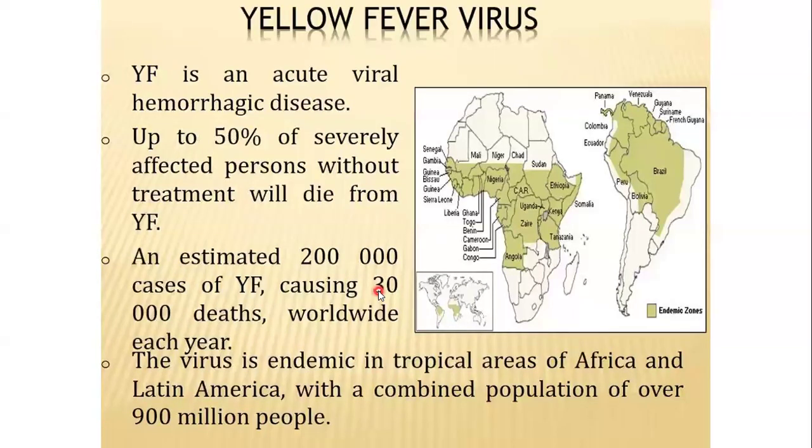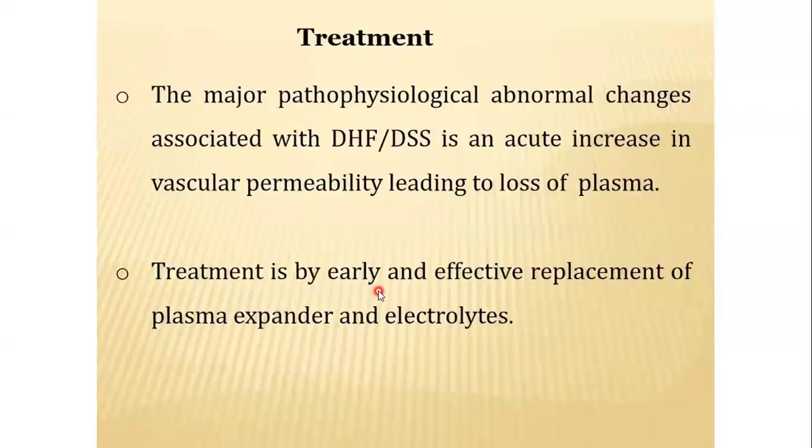So basically, treatment is symptomatic. If you have a fever, you give them painkillers or antipyretics. If you're losing blood, you give blood transfusions, and then you have to give fluids for these people.